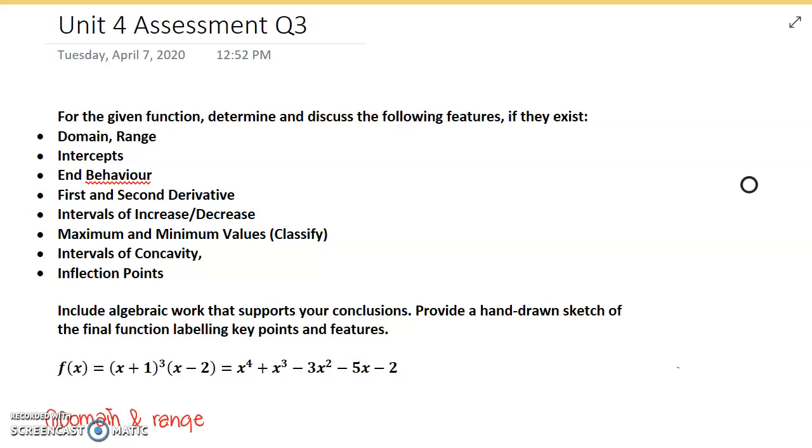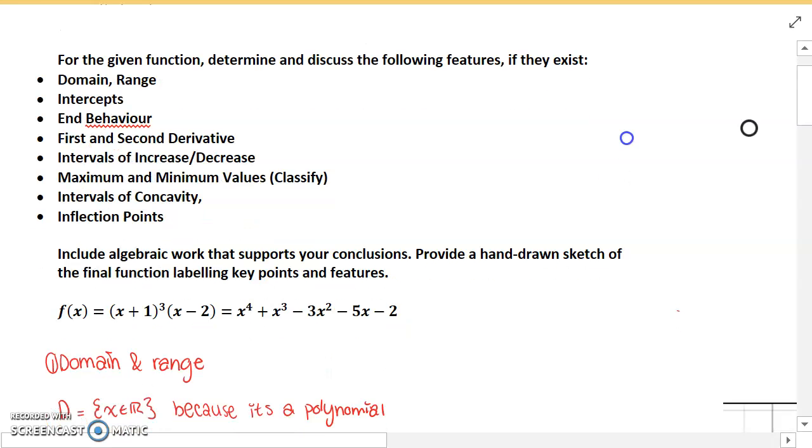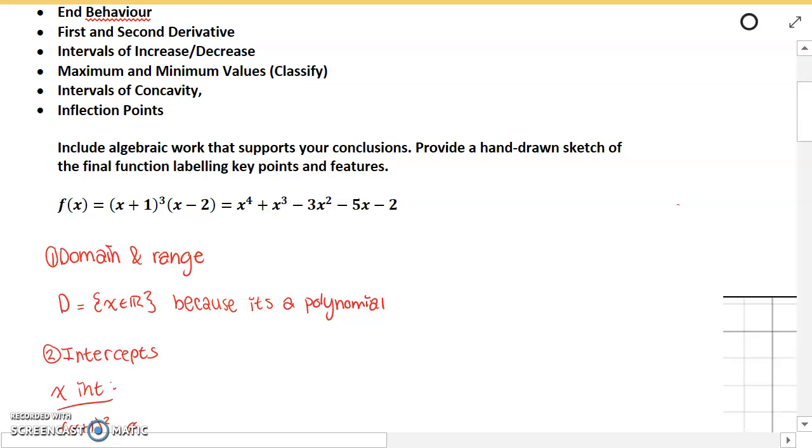of concavity, inflection points. And the function I was given was f of x is equal to (x plus 1) cubed times (x minus 2), which is also known as x to the power 4 plus x cubed minus 3x squared minus 5x minus 2.